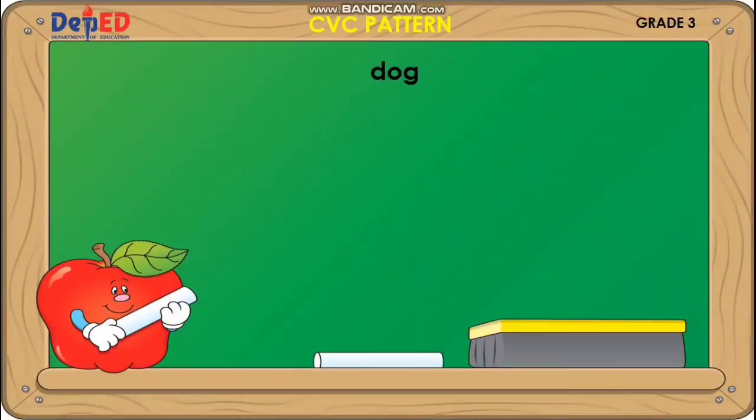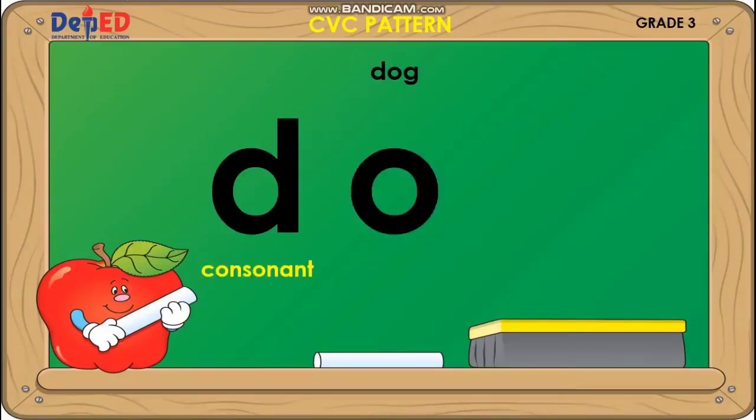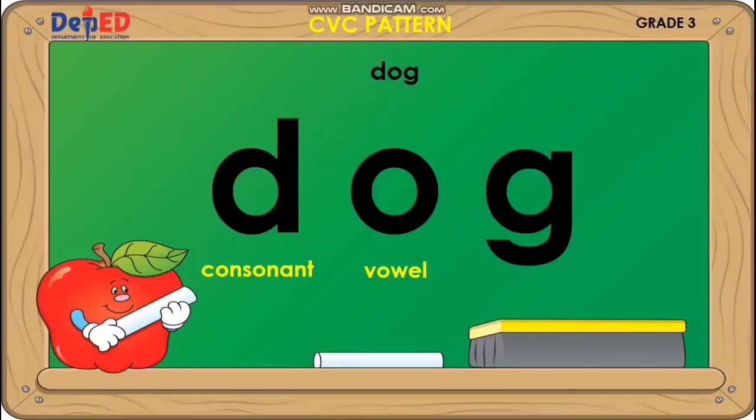So let's try to look at the following CVC words. The first CVC word you can see on our screen is the word dog. Dog is a CVC word. Let's try to know why this word is a CVC word. Dog is spelled D. D is a consonant letter. Next letter O. O is a vowel letter. Next letter G. G is a consonant letter. That's why the word dog is a CVC word.